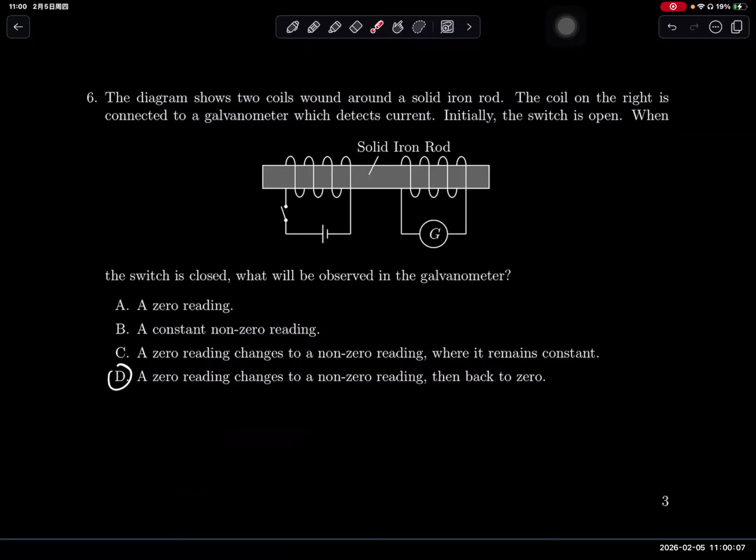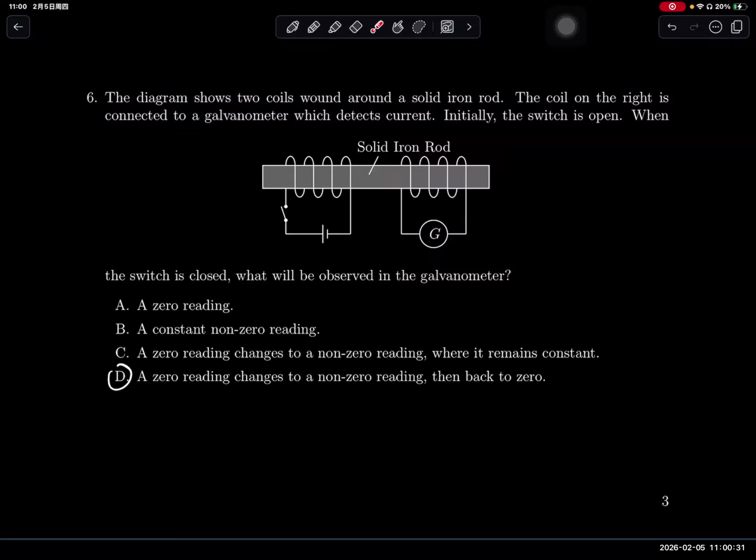When the switch is closed, the coil on the left-hand side will immediately produce a current, and that current will immediately produce a magnetic field. After that, it stays constant. But during the instant where it produces a magnetic field, there's a rapidly changing flux, and that changing flux induces an EMF in the right-hand coil, and hence a current, so you will sense a detection.